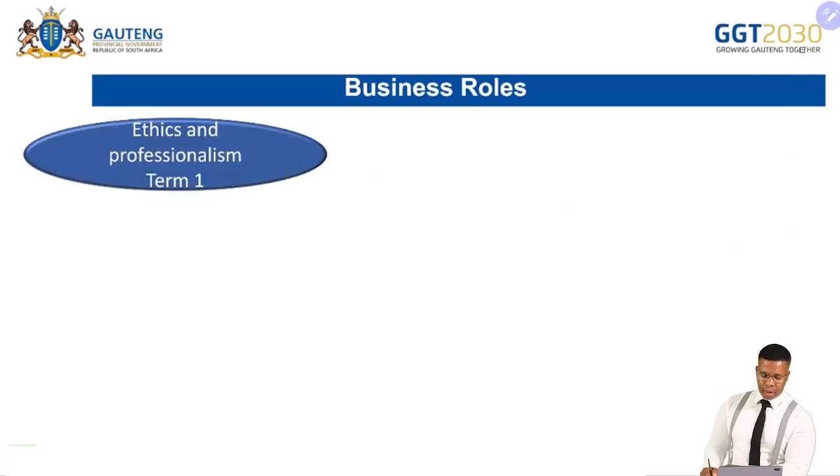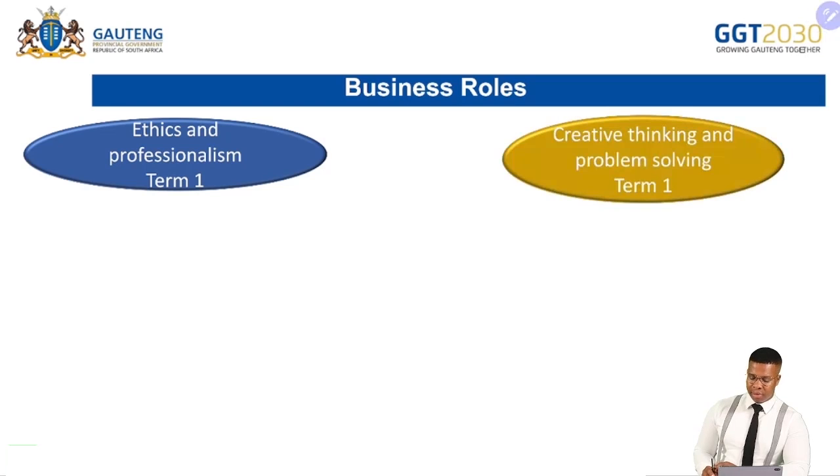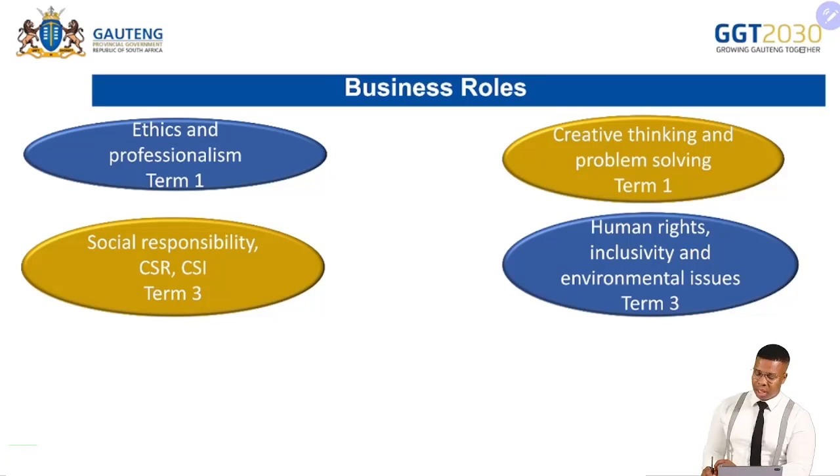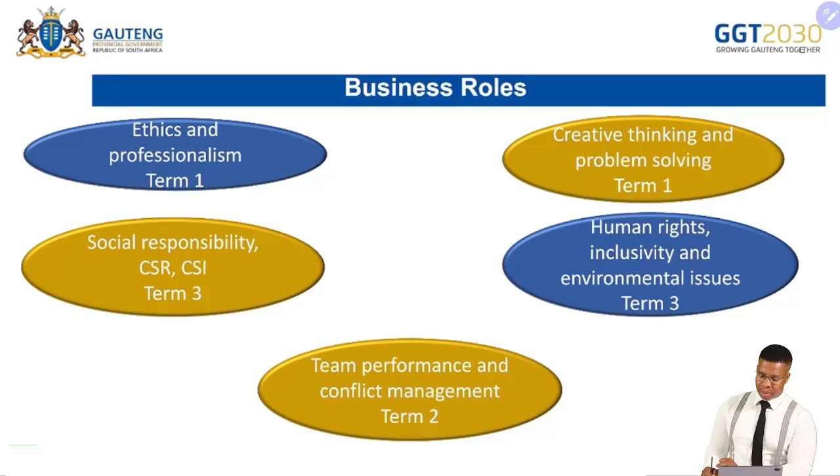Then looking into business roles, this is your question three or question six. We have ethics and professionalism, which was covered now in your term one. We also have creative thinking and problem solving, which was also covered in your term one. And then we also have social responsibility, corporate social responsibility, and corporate social investment, together with human rights, inclusivity, and environmental issues, which were covered in term three. And we have team performance and conflict management, which was covered in term two. So those are aspects of your business roles.